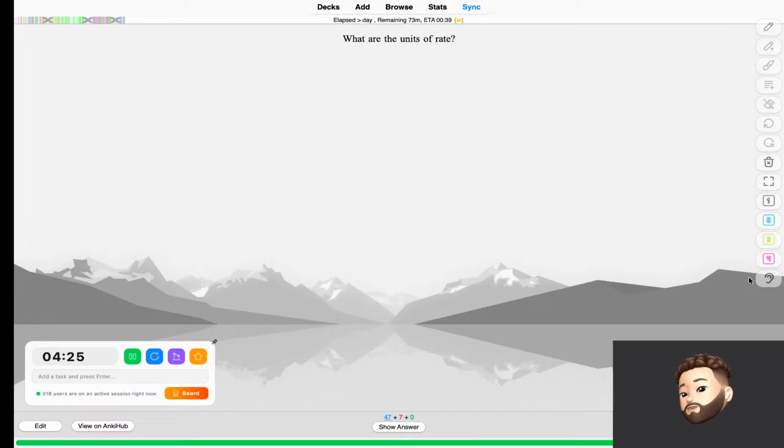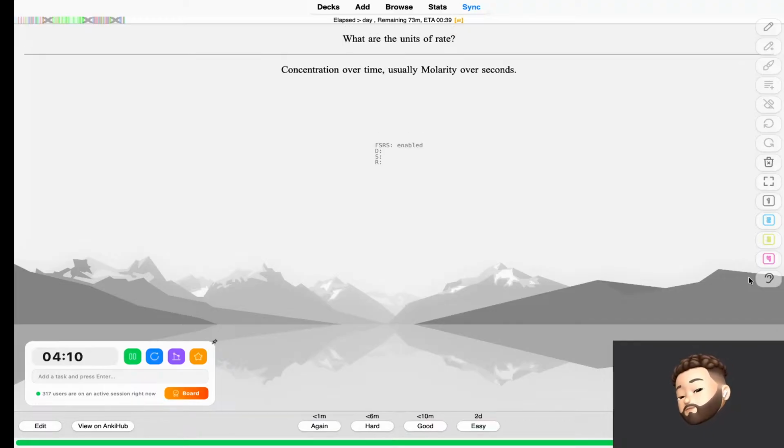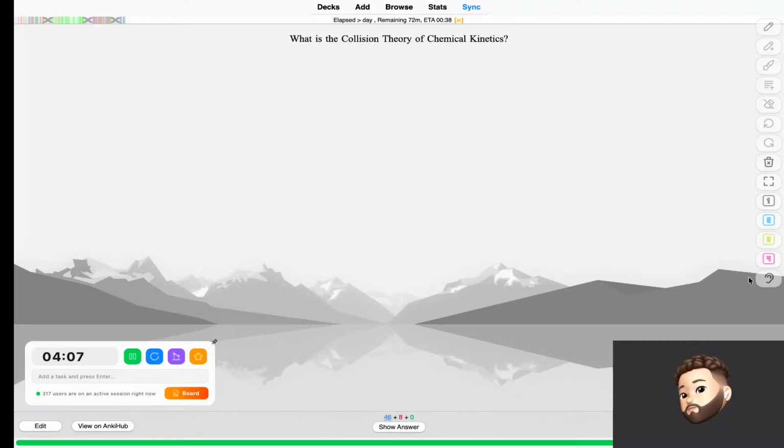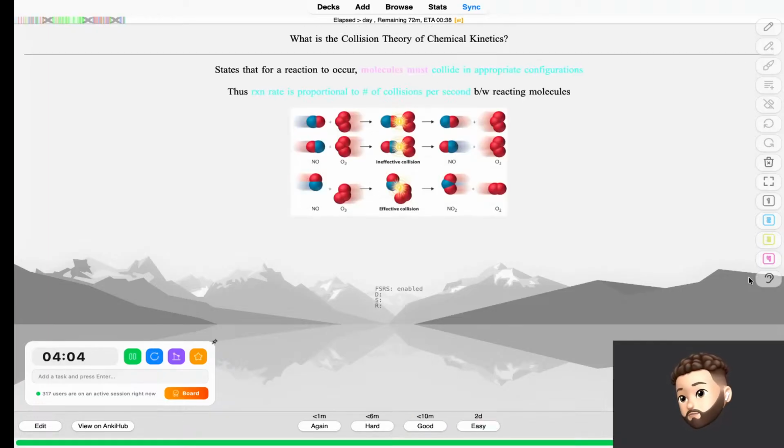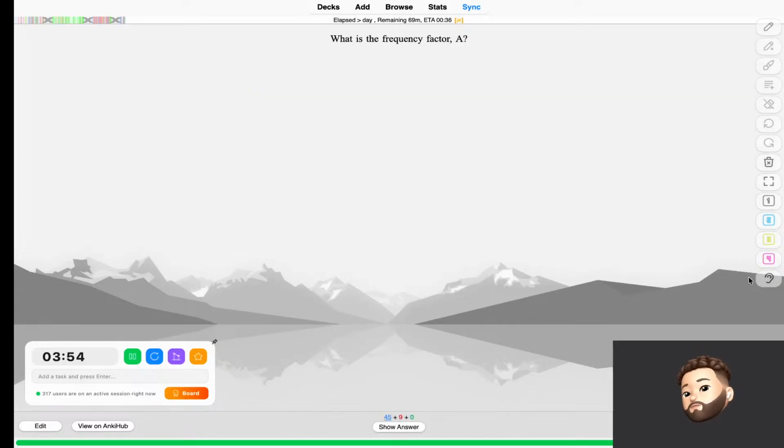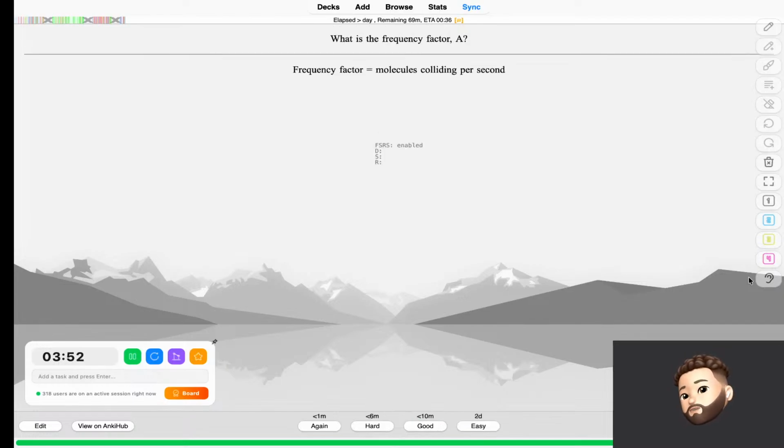What are units of rate? This is units of concentration per second, I mean concentration per unit time. What is the collision theory for reactions to occur? Molecules must collide in appropriate configurations. What is the frequency factor? This is how often they collide. Molecules colliding per second.